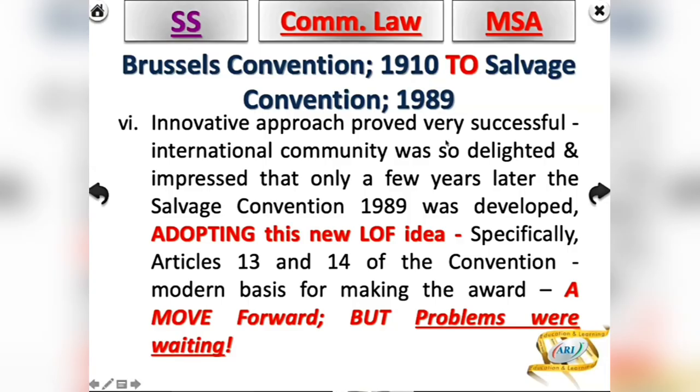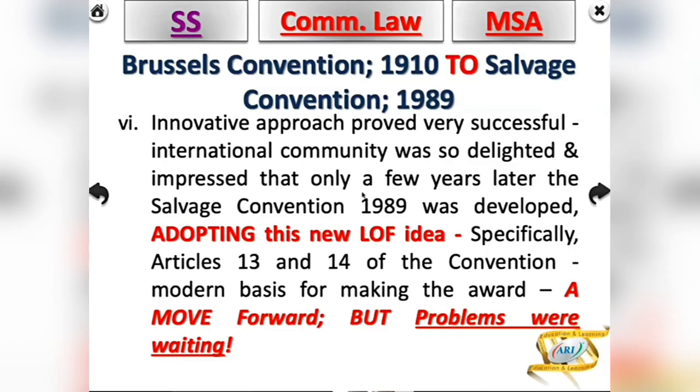This innovative approach proved very successful. Everybody, ship owners, their insurers, the cargo owners (they also have to pay salvage), their insurers, the P&I, everybody was happy that the voluntary arrangement works. Why then is IMO making a convention? Why not convert this wonderful idea, along with no cure, no pay, etc., into a convention? So at IMO, the International Salvage Convention was developed in 1989.